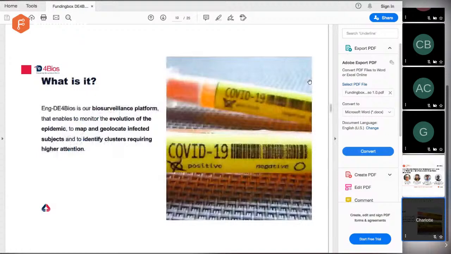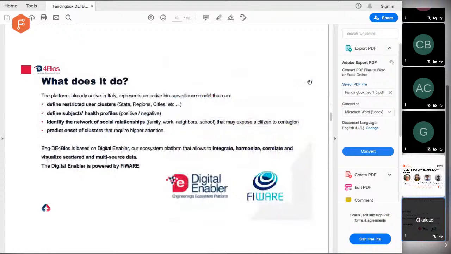next please, to realize the biosurveillance system, next please, in order to identify the clusters, to define the position of the patients, to identify the network around the patient. Network meaning the family, the work, neighbors, the schools, all the things which can be a risk for the people living around this kind of situation. And the Digital Enabler simply, quote unquote, integrates, harmonizes, and correlates the data provided by a number of different sources.